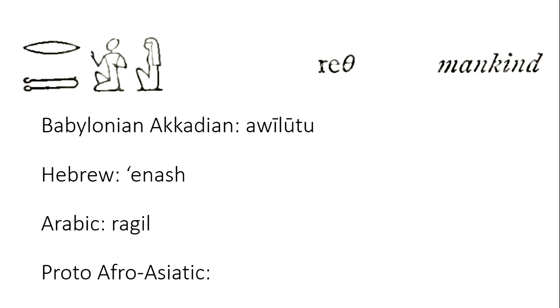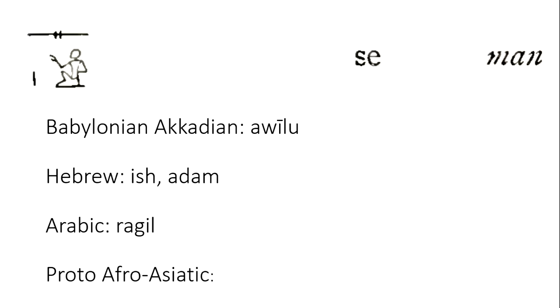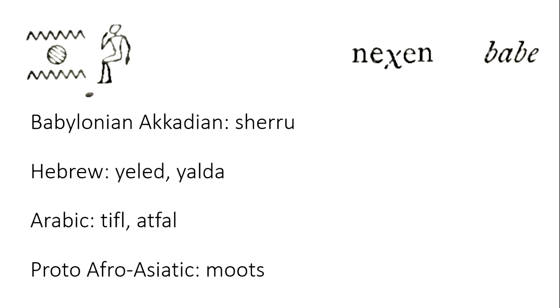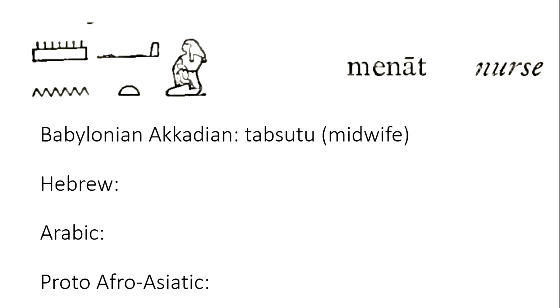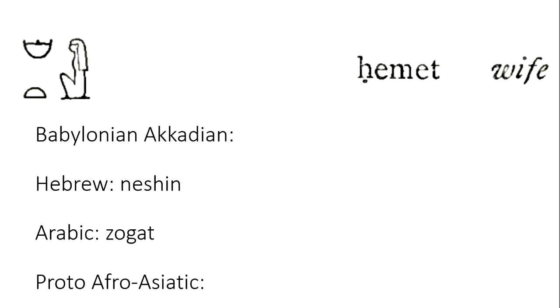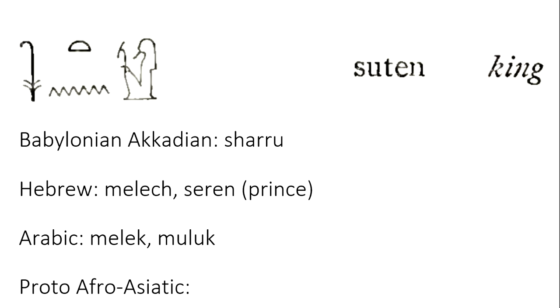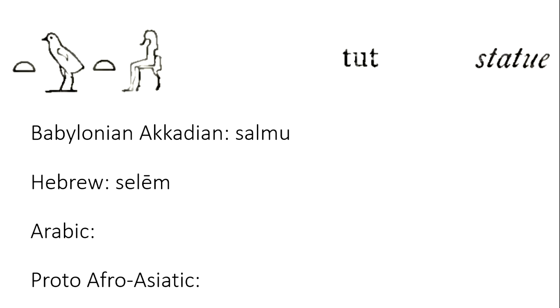Hreth, a mankind. Se, man. Set, woman. Nechen, babe. Menat, nurse. Himet, wife. Menfat, soldier. Suten, king. Tut, statue.